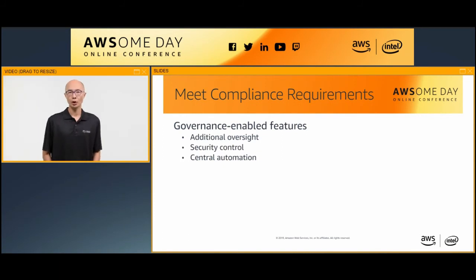A properly secured environment helps to create a compliant environment. When you migrate your regulated workloads to AWS Cloud, you can achieve a high level of security at scale by using our many governance-enabling features. Cloud-based governance offers a lower cost of entry, easier operations, and improved agility by providing more oversight, security control, and central automation.